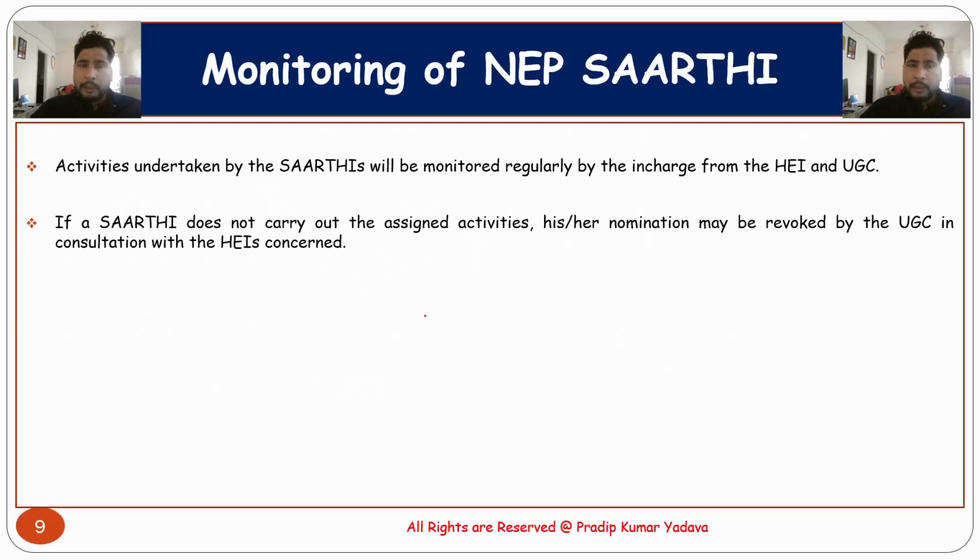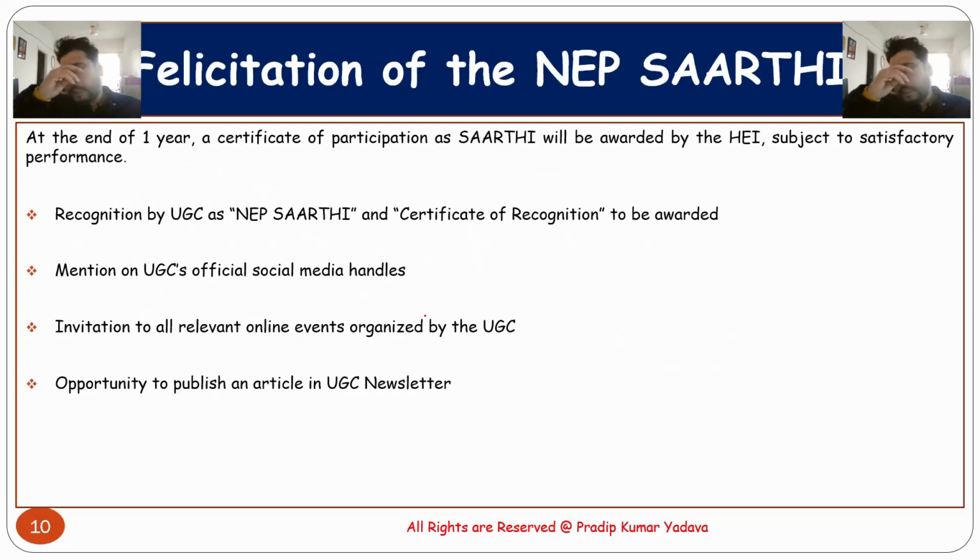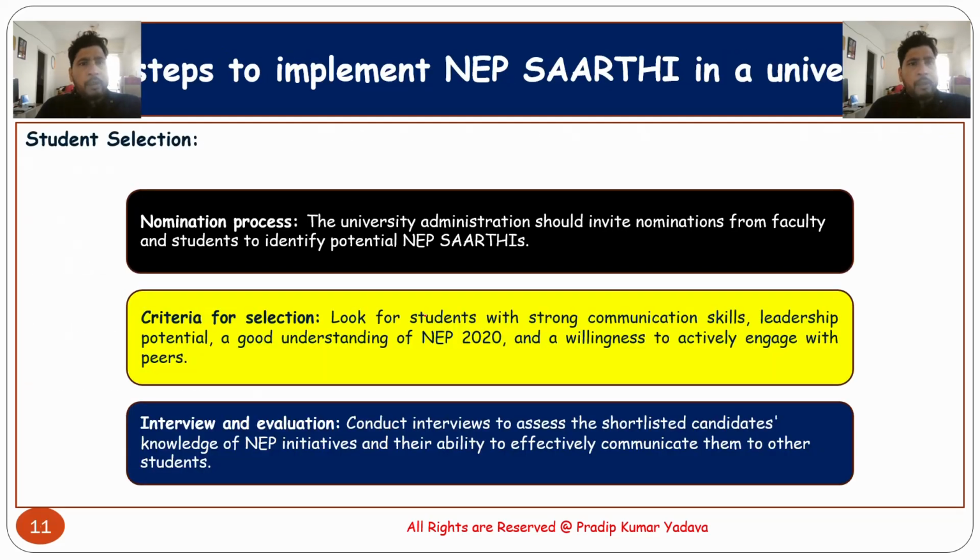If someone is not participating, his or her name can be revoked. At the end of 1 year, a certificate of participation as a Sarthi will be awarded by the higher education institution, subject to satisfactory performance, and recognized by UGC as a NEP Sarthi, and a certificate of recognition will be awarded. Mention on UGC official social media handles, invitation to all relevant online events organized by the UGC, and an opportunity to publish an article in UGC news later.